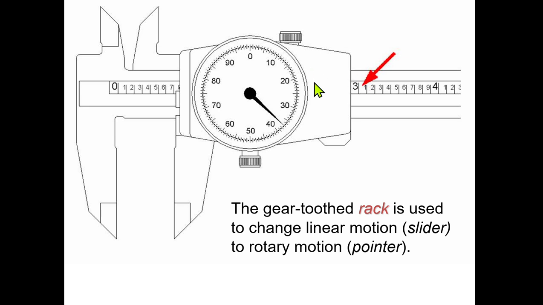And this gear-toothed rack is used to change the linear motion of the slider into rotary motion at the pointer. So as I move this slider back and forth, there's a gear on here that actually moves that dial round and round one way or the other.